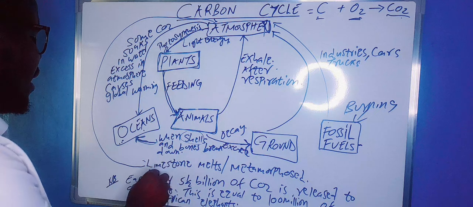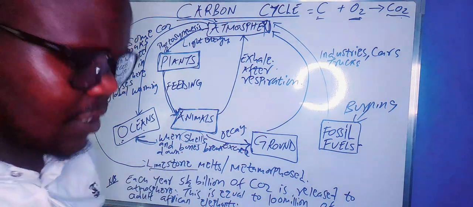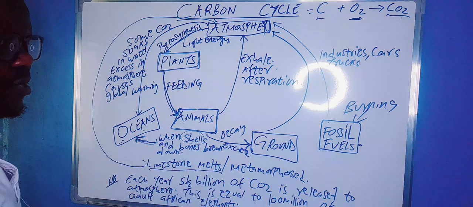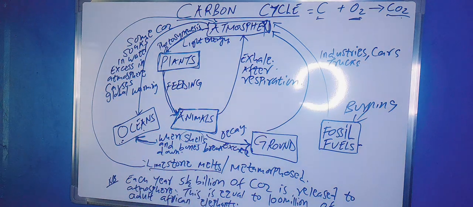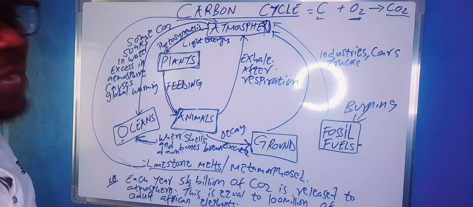Then from that point again, we have the limestone. When the temperatures are too high and they melt, they will release the carbon, because the limestone compound is always what? This limestone compound will melt. Another name for melting, you can say, is metamorphosis. So they will release the carbon dioxide back to the atmosphere.